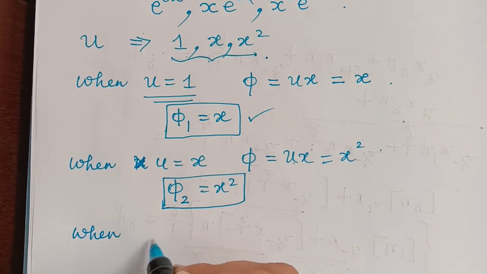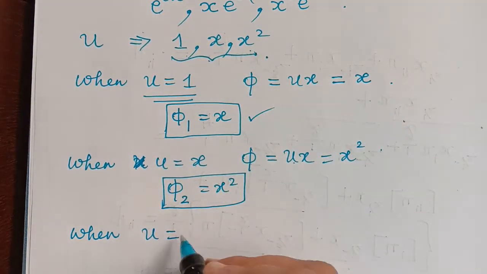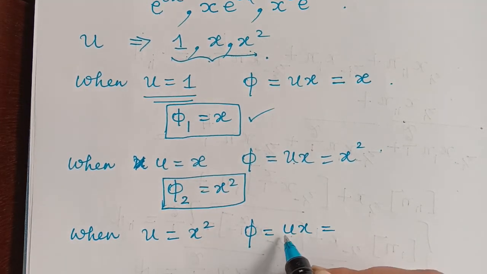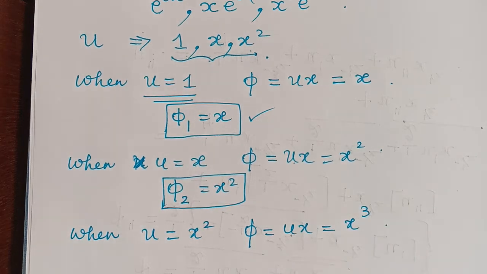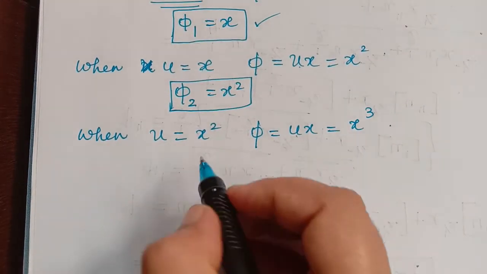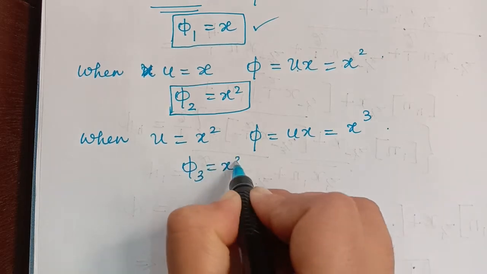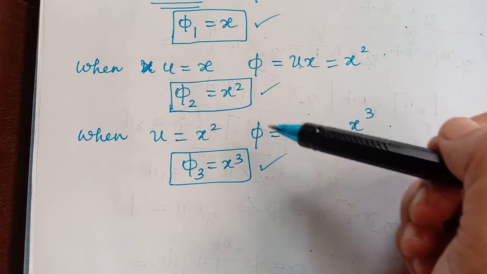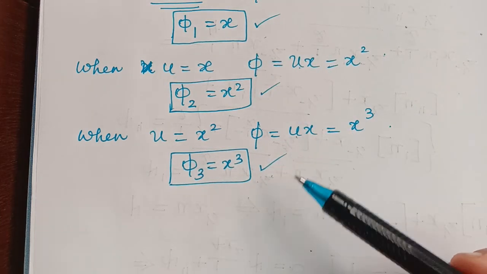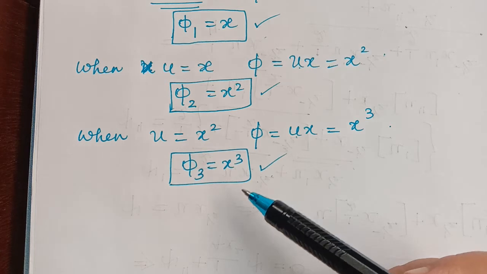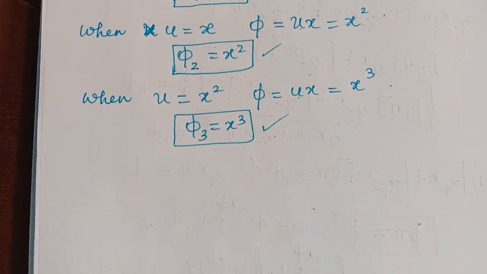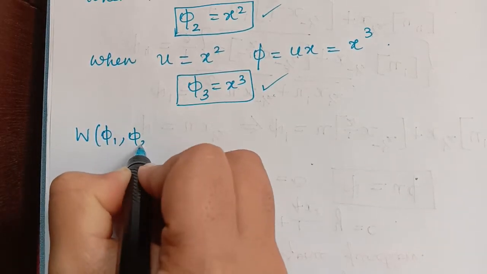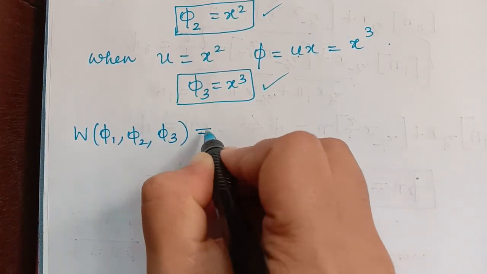And then when u is equal to x squared, what do we obtain phi to be? Phi is ux. When you substitute u as x squared, you get x cube. So therefore the third solution phi 3 is equal to x cube. So we have obtained the three solutions. Now the condition for these three solutions to form a basis is that they have to be linearly independent of one another. In order to show that they are linearly independent, it is enough if we show that the Wronskian of phi 1, phi 2, phi 3 is not equal to 0.